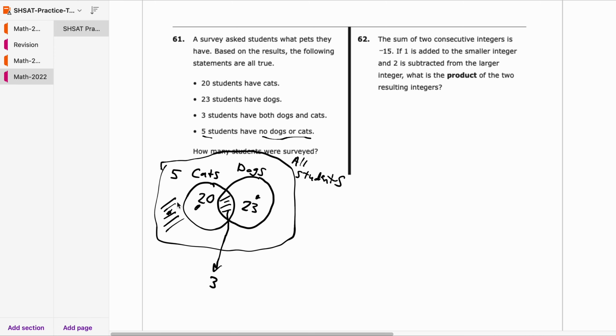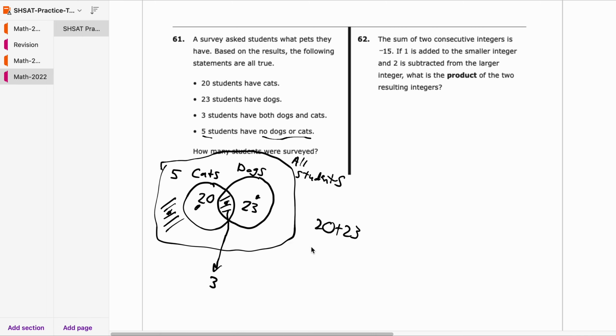So this looks sort of like a straightforward question. If we want to know how many people have both cats and dogs, it might be tempting to say that that's 20 plus 23. But the problem here is that we would be double counting the people that both have cats and dogs, right? Because if there are 3 people that have both cats and dogs, those 3 people are counted as having cats and having dogs.